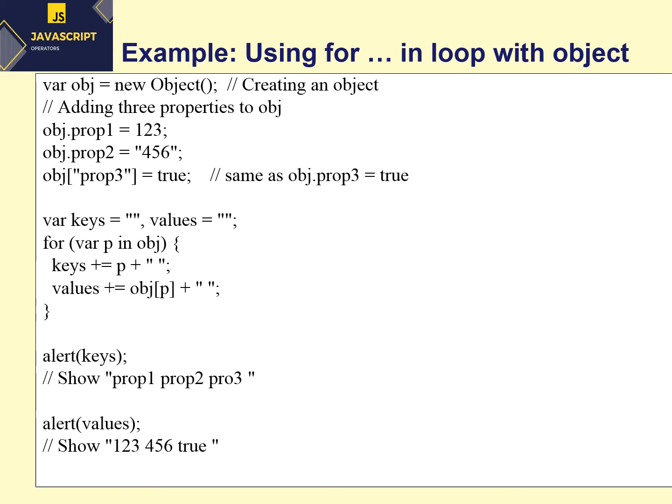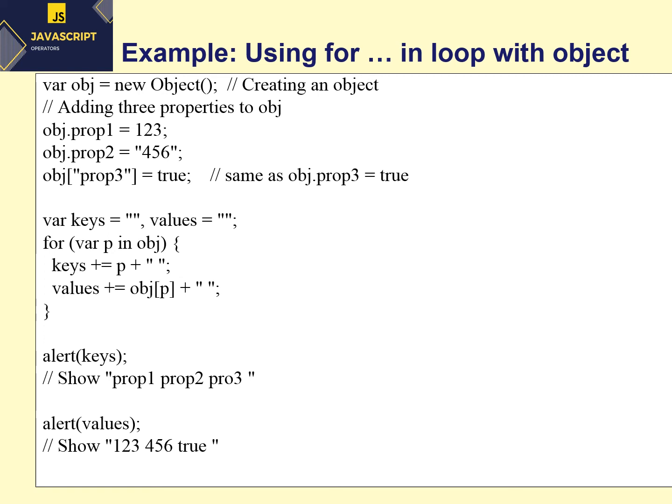The third statement, obj.prop2 is equal to "4, 5, 6". So here the second property that is added to the object obj is prop2, and this prop2 is holding a string value. That string value is 4, 5, 6. Now move on to the next statement.